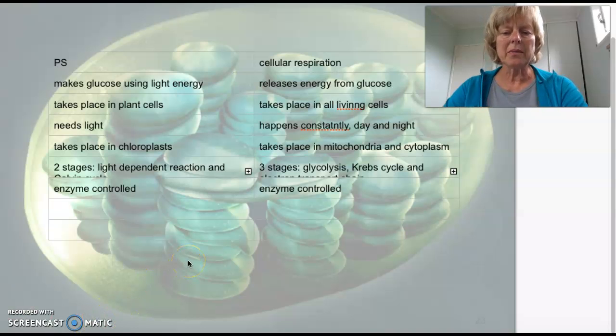Here is a comparison between photosynthesis and cellular respiration. That is also a question that often comes up in exams. So have a read through that.